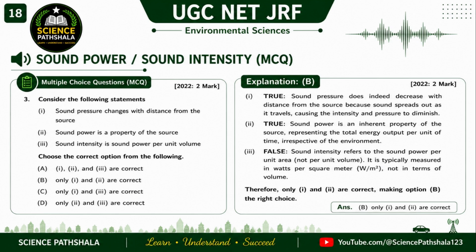But the third option is false. Third option is sound intensity is sound power per unit volume. But sound intensity refers to sound power per unit area, not per unit volume. It is typically measured in watts per square meter, that is W per meter square, not in the terms of volume. Therefore, only option 1 and 2 are correct, making option B the right choice. So, option B, only 1 and 2 are correct, is the correct answer.